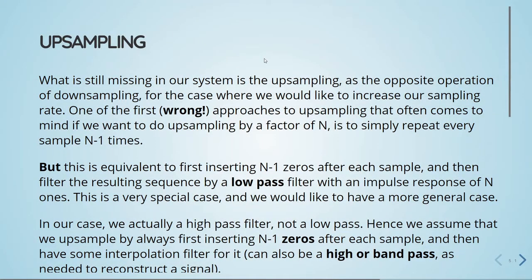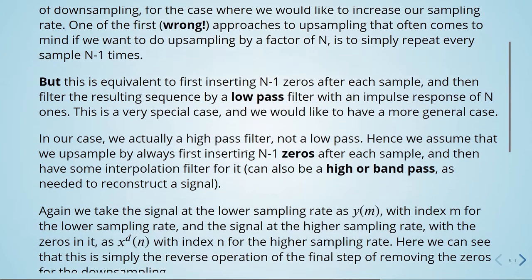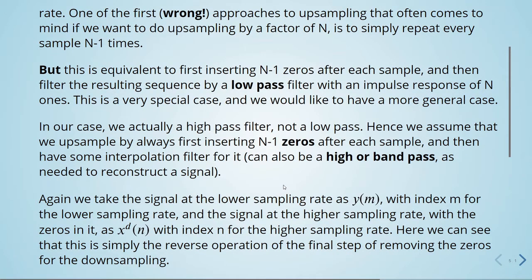We've seen downsampling, and now it's time to take a look at upsampling. This is still what's missing in our system. So upsampling is the opposite operation of downsampling, and it's the case where we would like to increase our sampling rate.